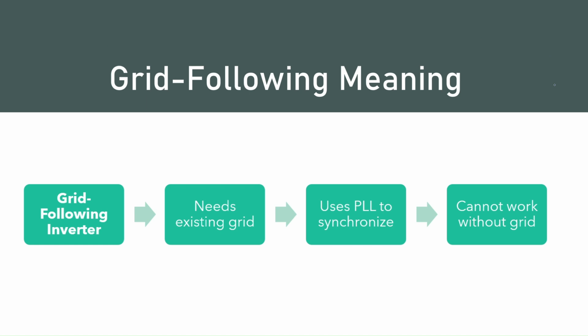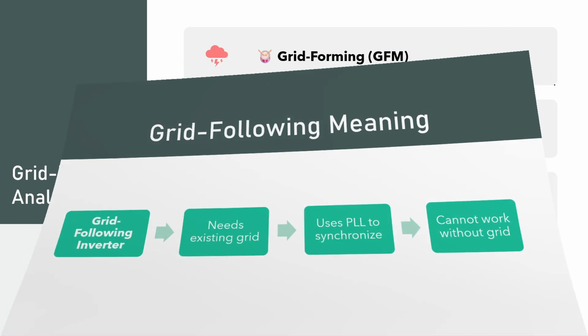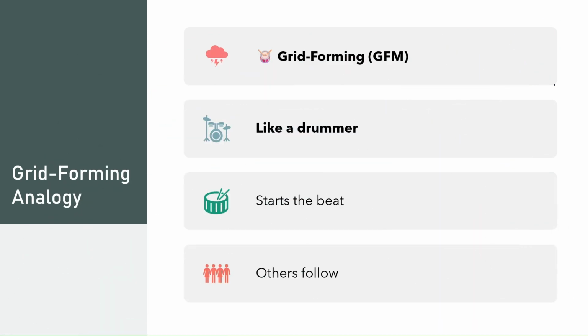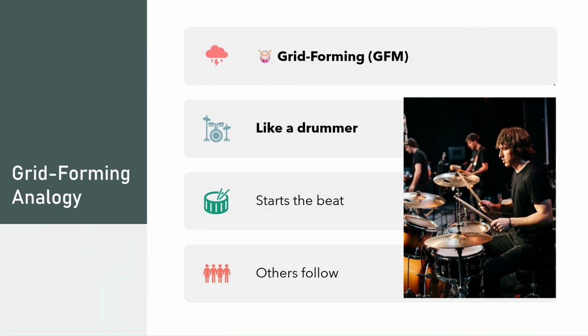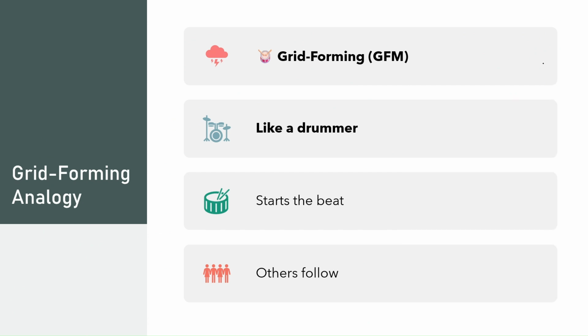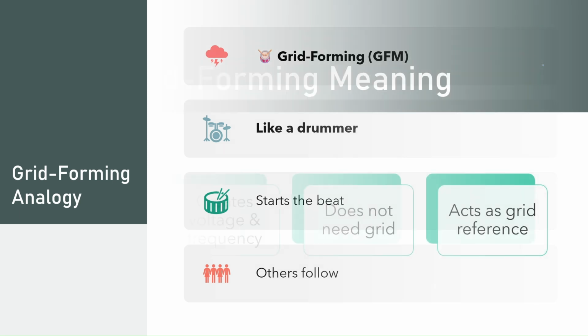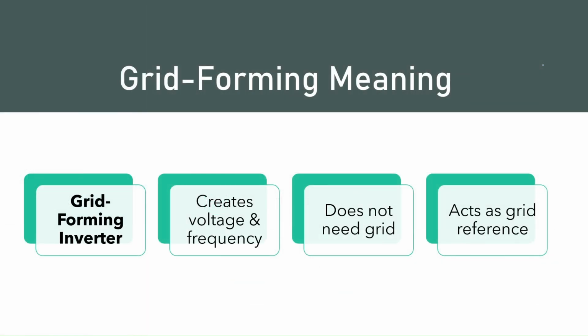Now, let us move to grid forming inverters. A grid forming inverter is like a drummer in a band. The drummer starts the beat and all the musicians follow the rhythm. Similarly, a grid forming inverter creates its own voltage and frequency.